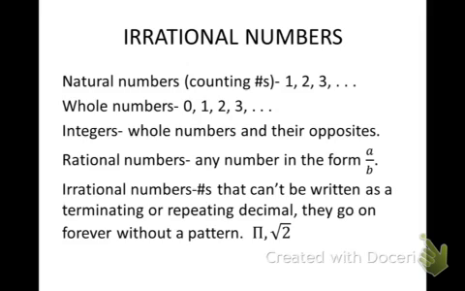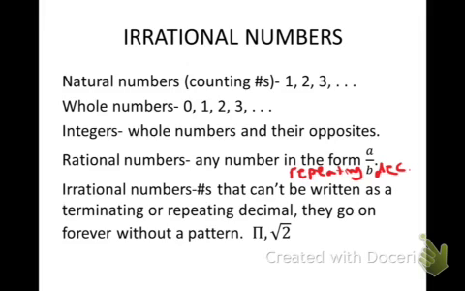Integers are whole numbers and their opposites. So 0, 1, 2, 3, etc., but also -1, -2, -3. Rational numbers we've already talked about, any number in the form a over b. So remember, that includes repeating decimals. So repeating decimals are rational numbers. A repeating decimal you can write as a fraction.